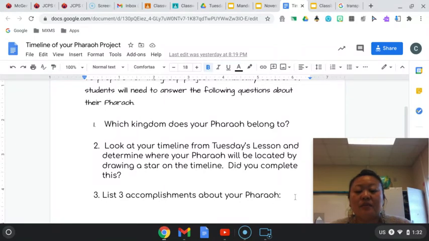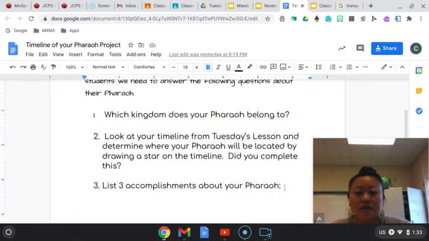3, list 3 accomplishments about your Pharaoh. So it's important that in these timelines, because there's so much history and so many dynasties and pharaohs, that we want to focus on what your Pharaoh accomplished during his time period and during his reign. Okay? So you're going to also write that on number 3. If you have any questions, let me know.